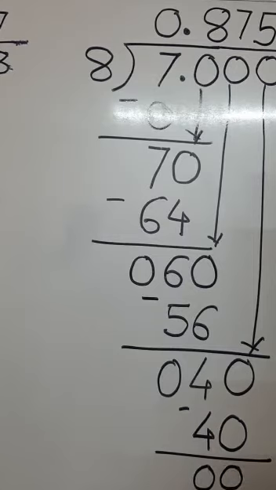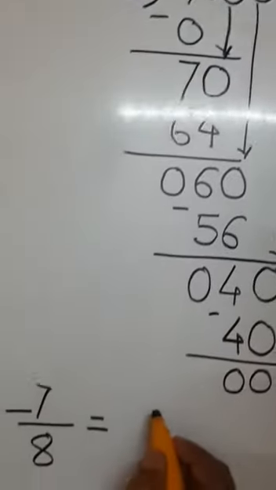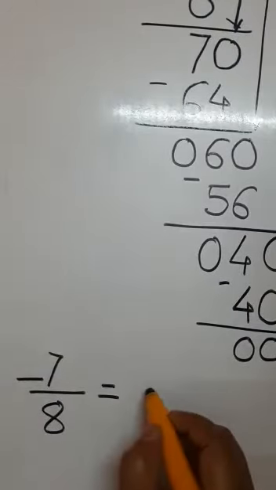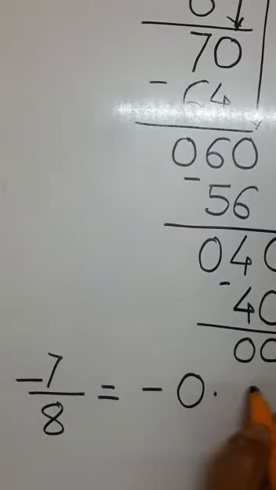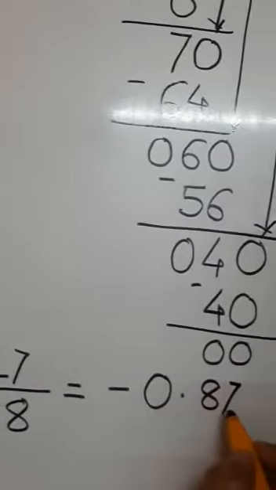So this is a terminating decimal form. So 7 upon 8, how can we write it? Since the number is negative we have to give the negative sign to your answer. So minus 0.875.